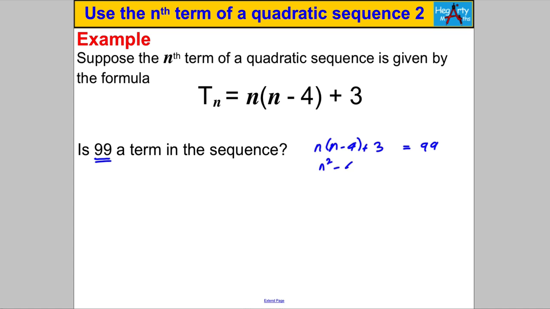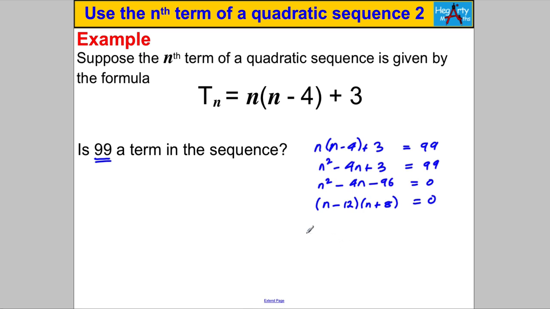This would be n squared subtract 4n, add 3 is equal to 99. Let's subtract 99 off both sides. That would be n squared subtract 4n, 3 subtract 99 is negative 96 equals 0. Can we factorize this? Well, we can. That factorizes as n subtract 12, n add 8, because negative 12 multiplied by 8 is equal to negative 96, and negative 12 add 8 is equal to negative 4.